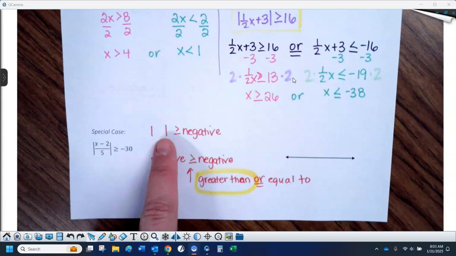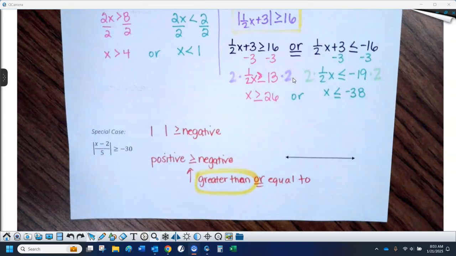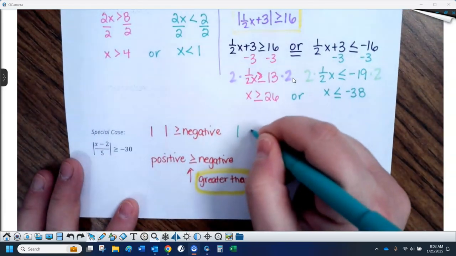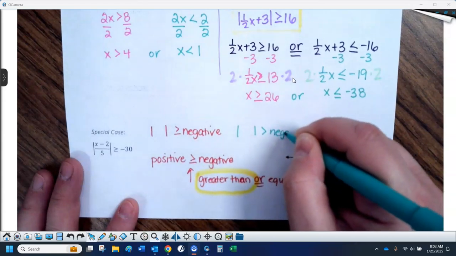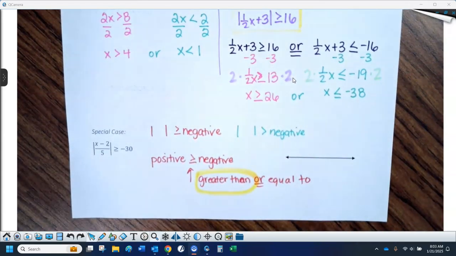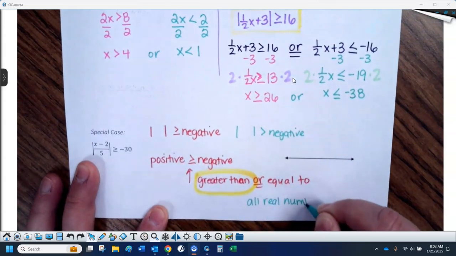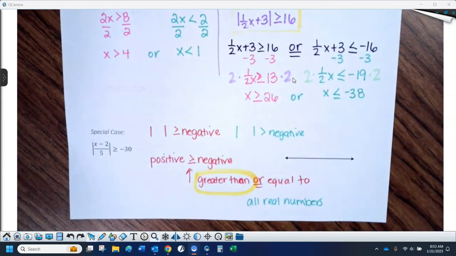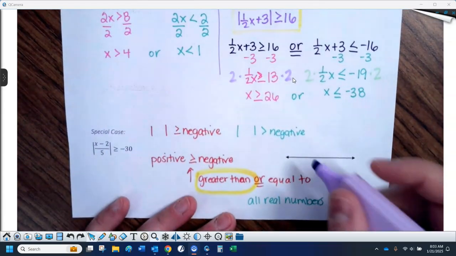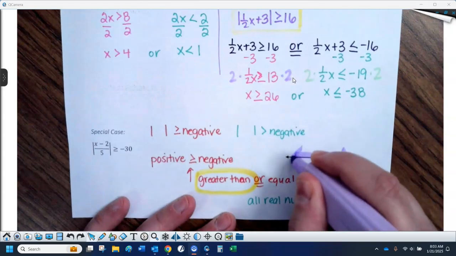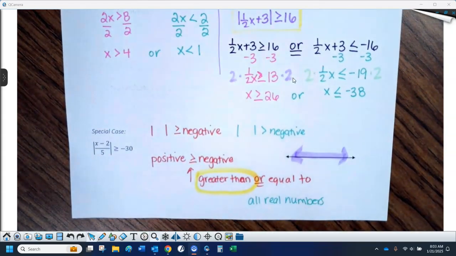So if you have an absolute value greater than or equal to, or a plain greater than, this would work if you just had absolute value greater than some negative number. The actual answer here is all real numbers, because a positive number is always greater than a negative number. It doesn't have to be equal to. In terms of the number line, it would literally just be like a line on top of it. So as you're going through these questions, if you get an absolute value related to a negative, it's going to be a special case: if it's greater than or equal to, all real numbers.